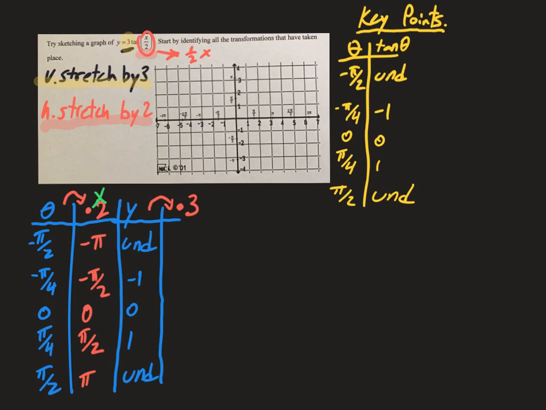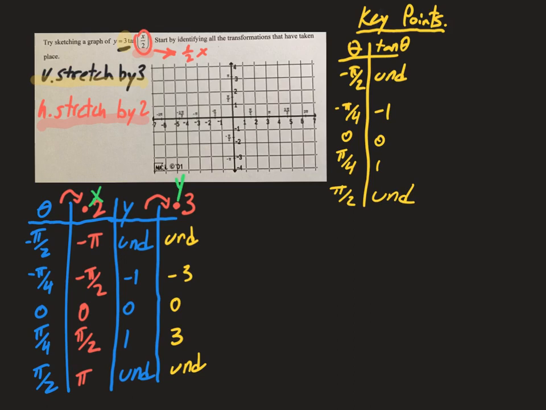Guys, any math with undefined is going to stay undefined, all right? Then we've got -3, 0, 3, and still undefined again. And we can go ahead and lock that in now as my y values because there's no more transformations. Now, in case you've forgotten, guys, these are actually going to be my x and y coordinates that I've come up with. We've got -pi and undefined as my first coordinate.